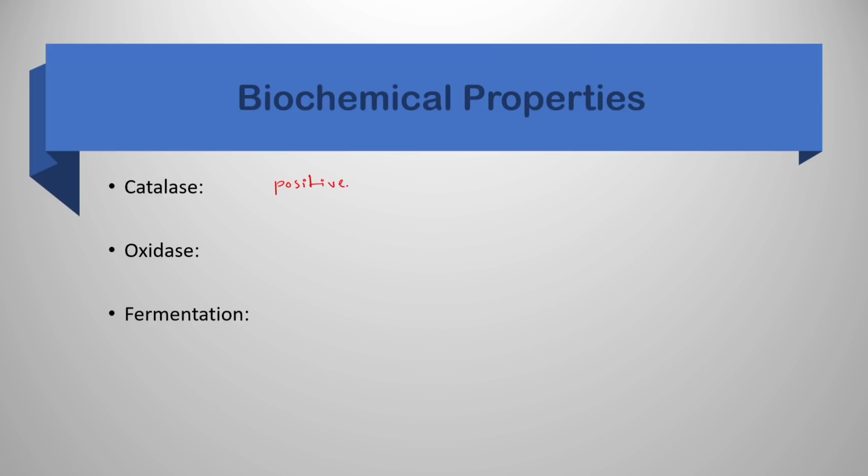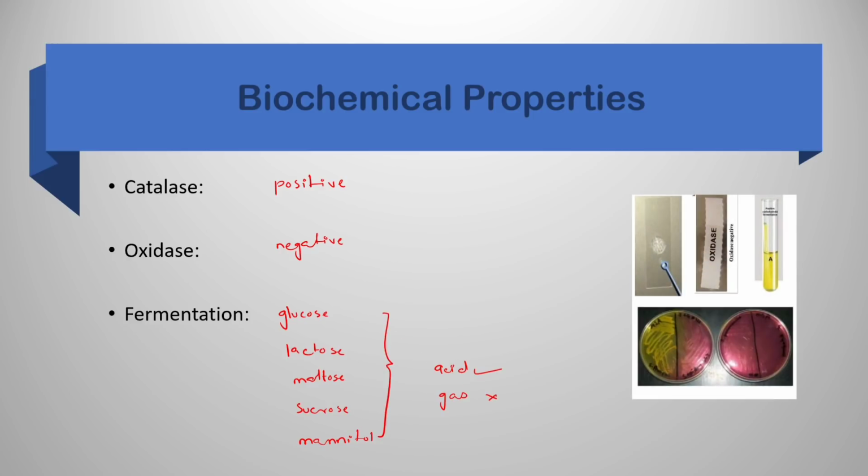Now biochemical tests. Catalase test gives positive results. Oxidase test gives negative results. Staph aureus ferments glucose, lactose, maltose, sucrose, and mannitol with the production of acid, but no gas production. Mannitol fermentation helps in the diagnosis process. These sugar molecules produce acid, not gas.